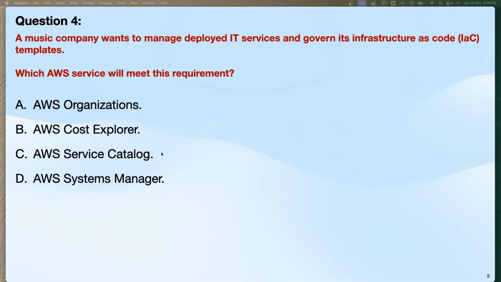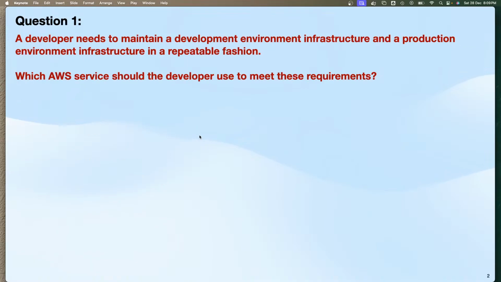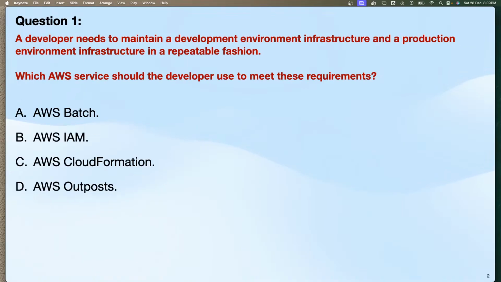Okay. So just for the sake, because the screen was frozen, I will go back to question 1 onwards again very quickly. Question number 1 was: a developer needs to maintain a development environment infrastructure and a production environment infrastructure in a repeatable fashion. Correct. So the AWS service the developer should use is infrastructure as code, which is AWS CloudFormation, right?